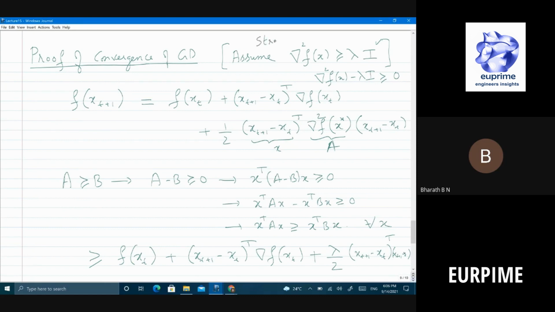I'll just write it here. We say that the function is strongly convex if there is a lambda greater than 0 such that the Hessian is greater than or equal to lambda times identity. Then we say that the function is strongly convex. It's not only convex, it's strongly convex. So why is it called strongly convex? If this is not true, what is the condition? The condition is, of course, f is convex. That means the Hessian should be positive semi-definite. That means for certain values of x, the Hessian could be 0. You agree?